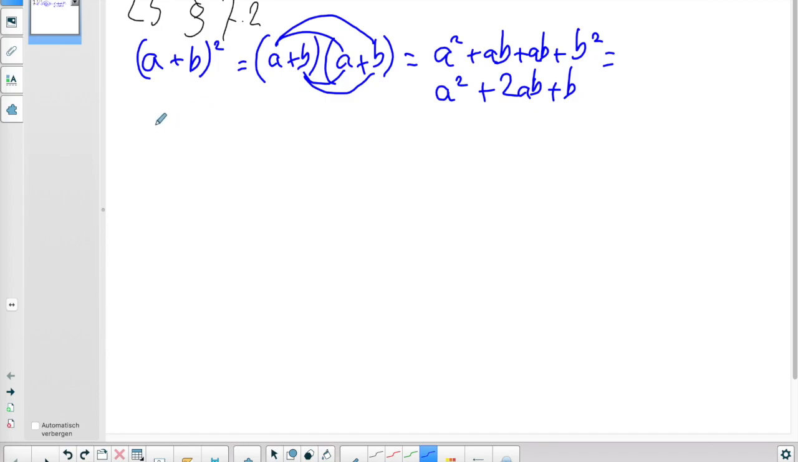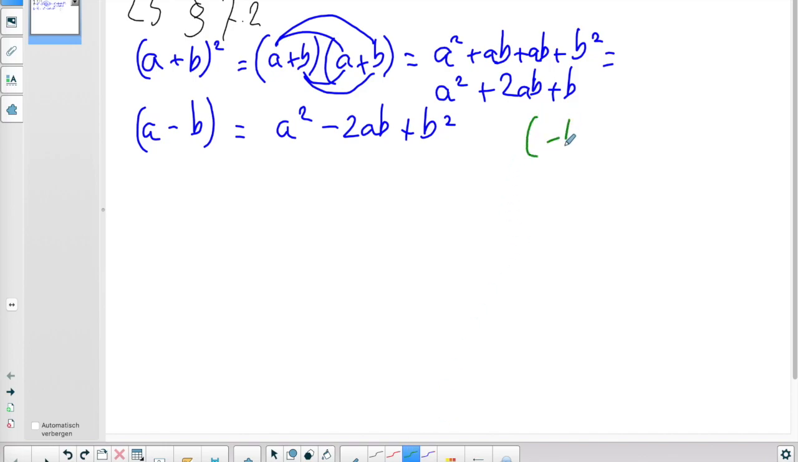Okay, the other remarkable product, (a - b) squared. Just do it by heart, because we know it from now on. It's a squared minus 2ab plus b squared. And this is plus because we know that minus b times minus b is always a positive b squared. Okay, let's go. Now we have some assignments.